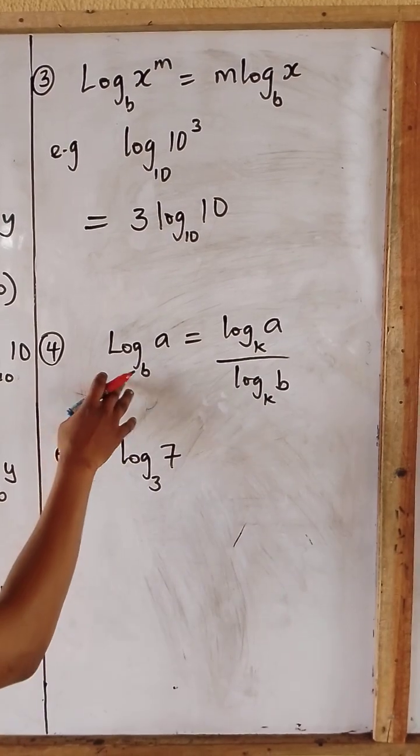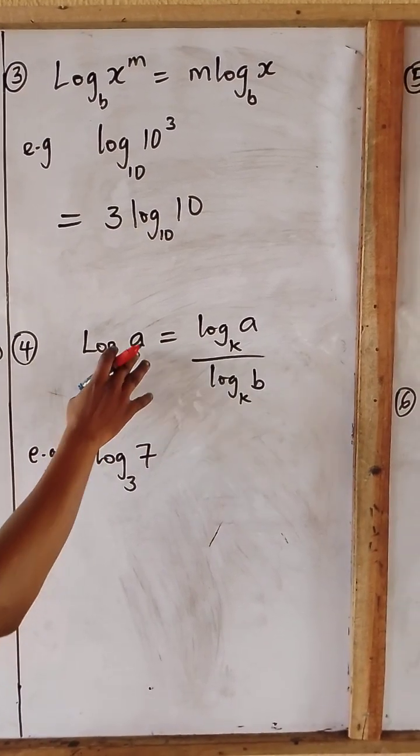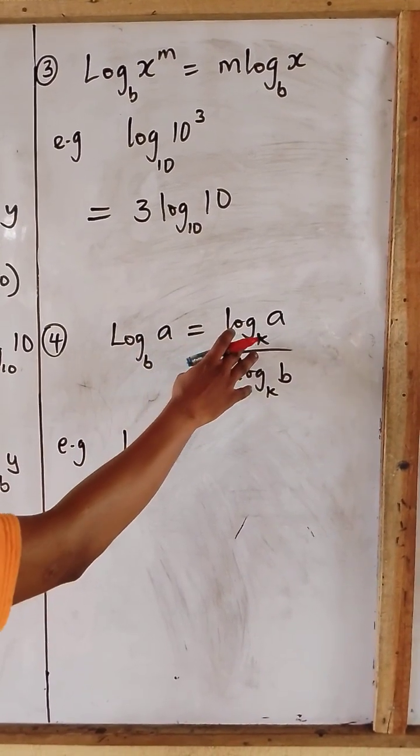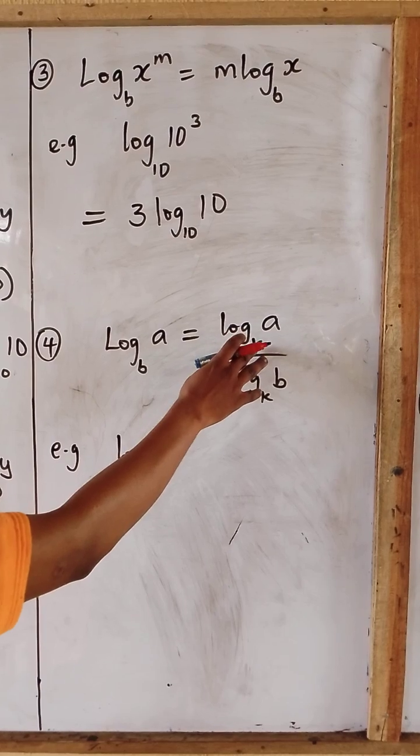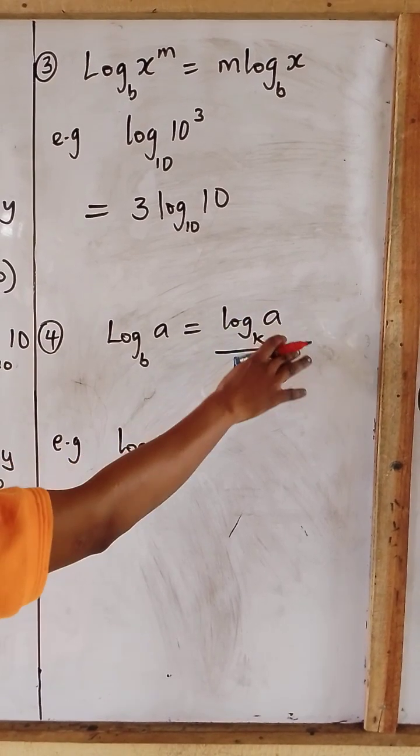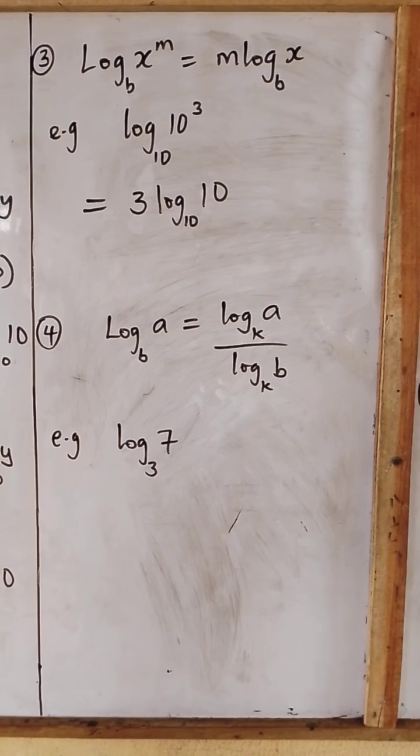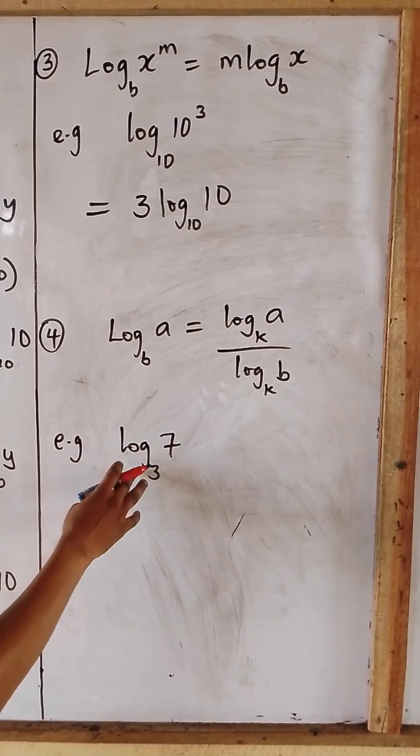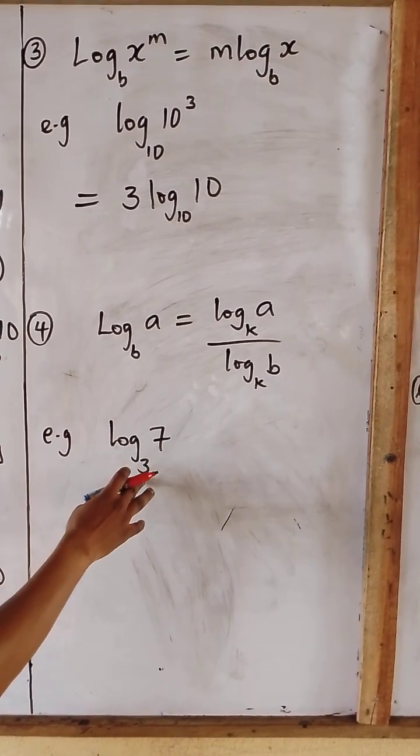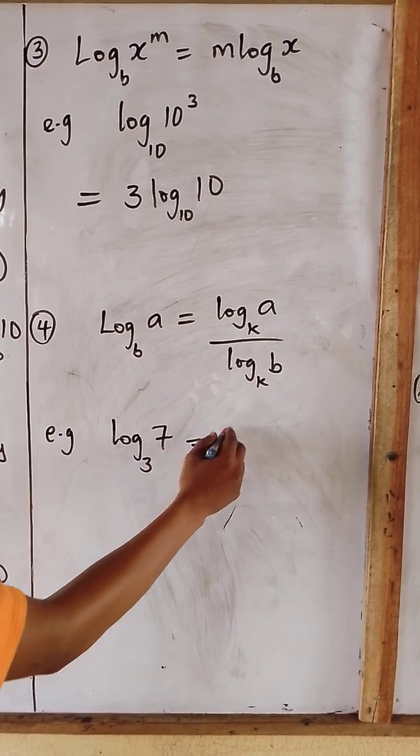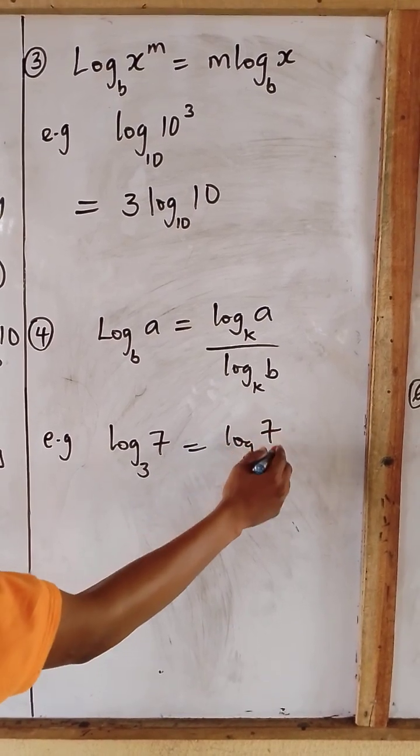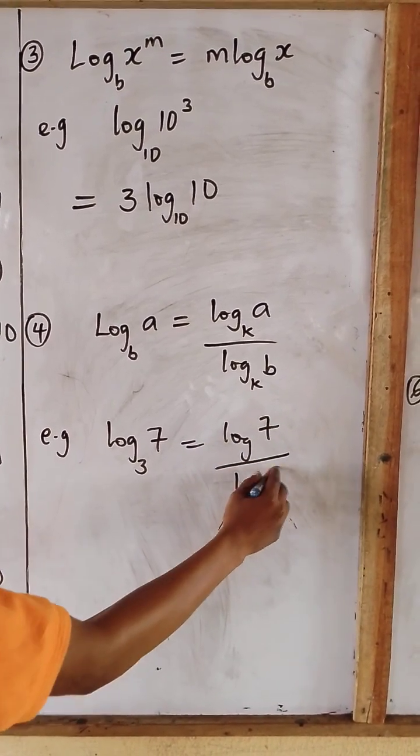Then the fourth law, we have log base b of a is equal to log base k of a over log base k of b. So therefore, I can write log base 3 of 7 as log 7 over log 3.